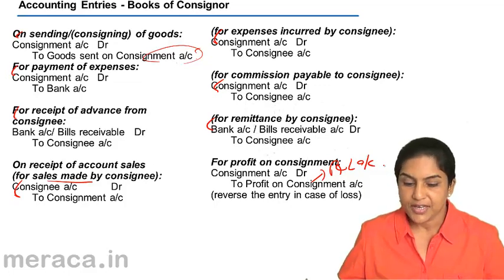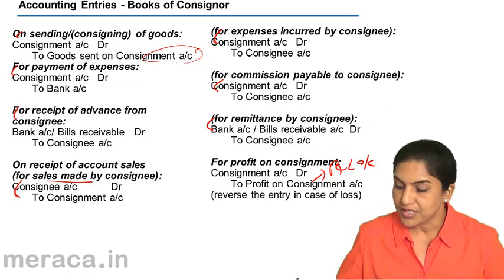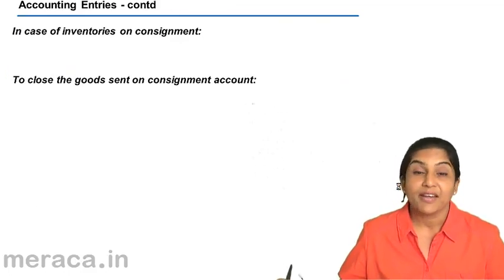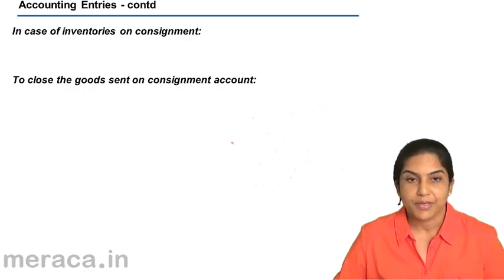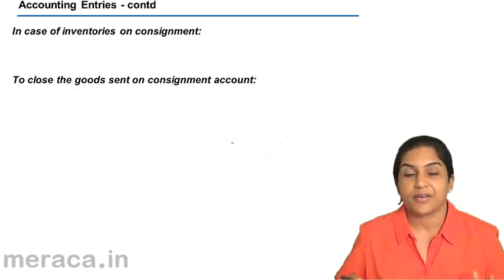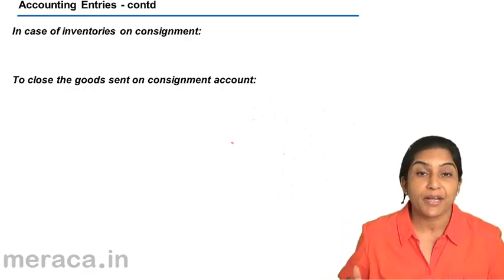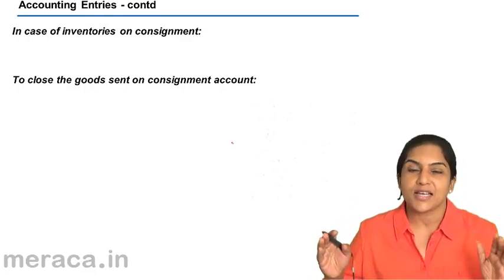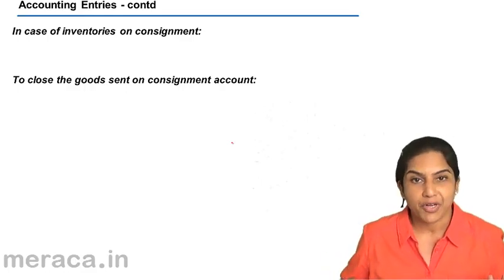We've got two things left. We need to close the goods sent on consignment, and we've also not discussed what happens to the inventories on consignment, the closing stock on consignment. What do we do for a closing stock in a general trading account? The entry we pass is closing stock account debit to trading account. Our consignment account is nothing but a trading and profit and loss account.